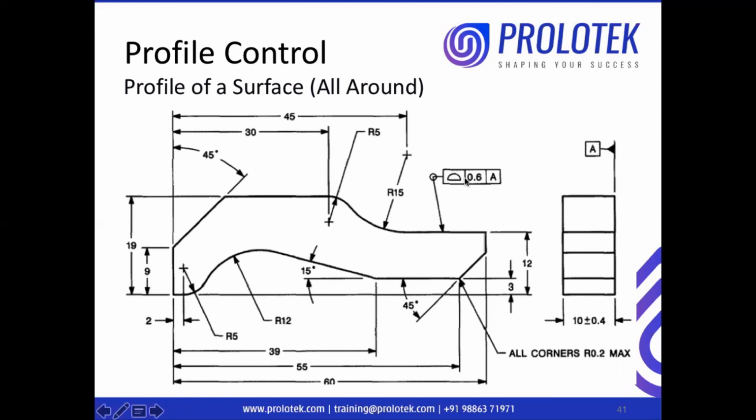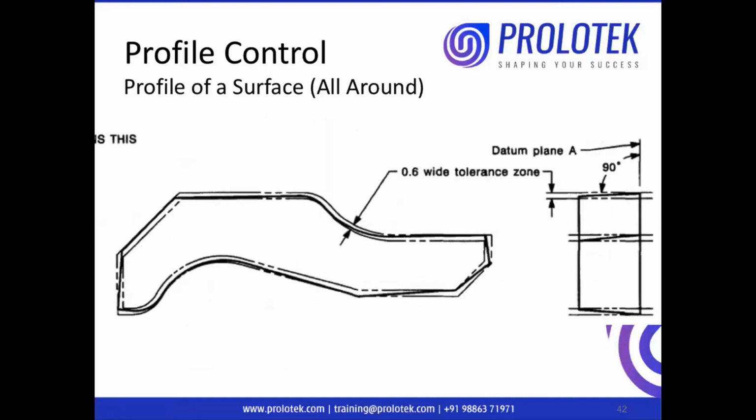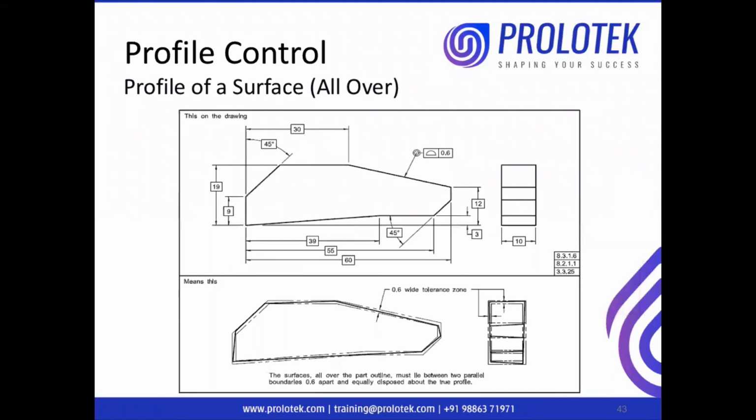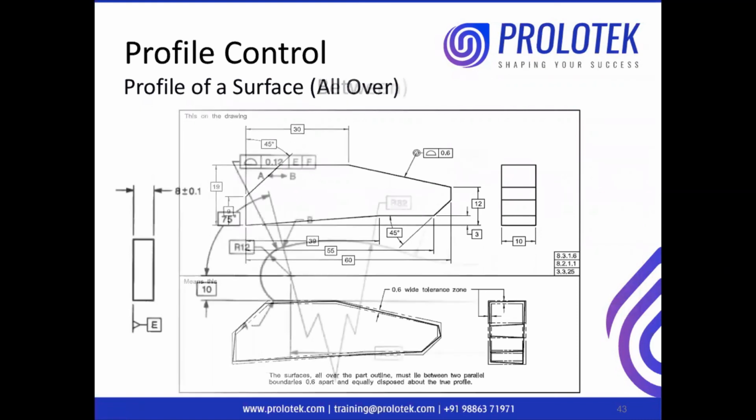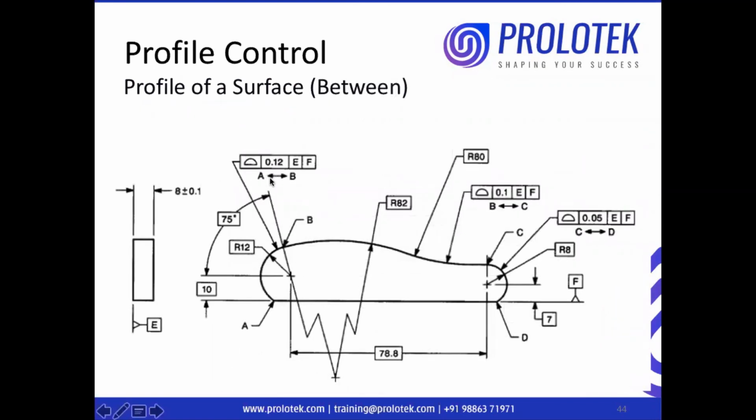So here we have profile of a surface, and we have a datum A also, which means this surface must be perpendicular to A, and the shape form must also be controlled, which must be within 0.6. So you end up getting two boundaries which are 0.6 mm apart. The actual surface must lie within those two 0.6 mm boundaries. This is an example of all over, two circles over here, which tells that all the surfaces of this part are considered for profile control. This I have already explained to you, the between symbol.